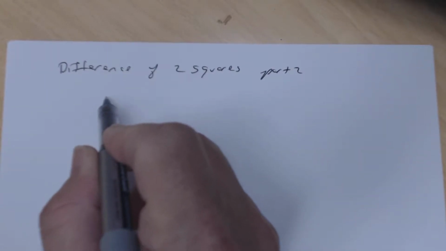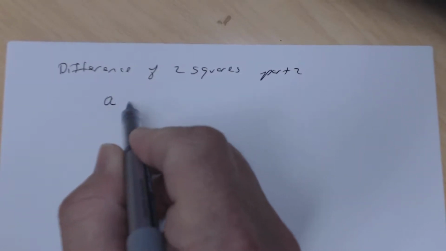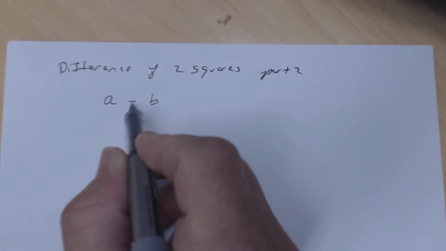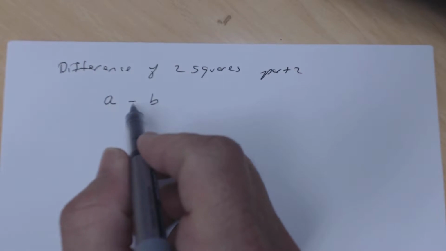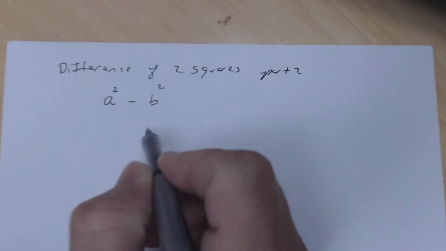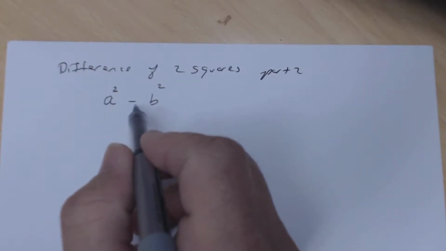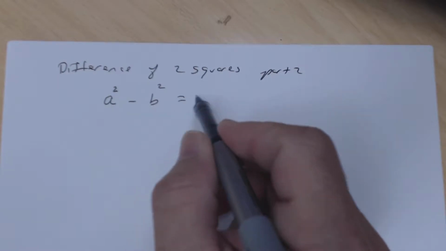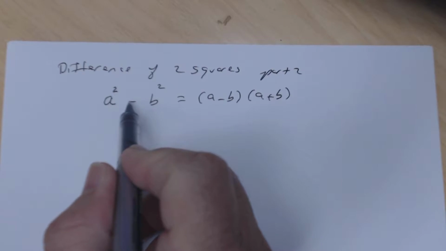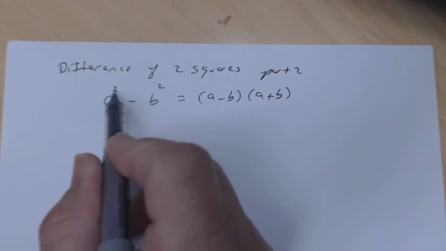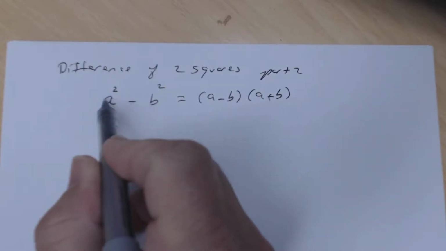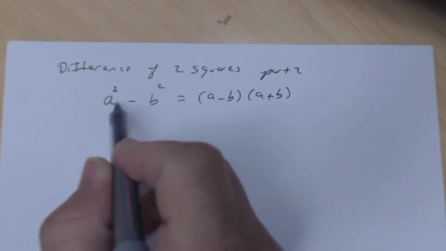So basically, if you have a binomial, and the sign between the two terms is subtraction, and the two terms are being raised to a second power, or being squared, then this can be factored as a minus b times a plus b. Notice that this expression is called the difference of two squares. And so the difference of two squares can be factored as a minus b times a plus b.